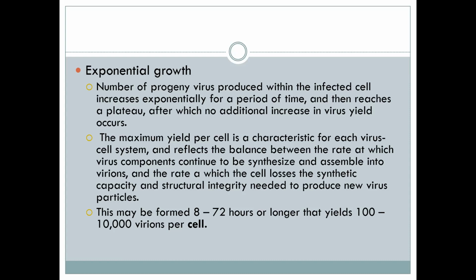That reflects the balance between the rate at which virus components continue to be synthesized and assembled into virions and the rate at which the cell loses the synthetic capacity and structural integrity needed to produce new virus particles. So this may be formed in 8 to 72 hours or longer, and yields 100 to 10,000 virions per cell.